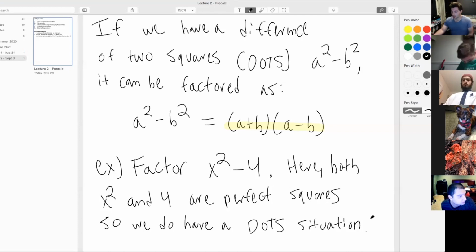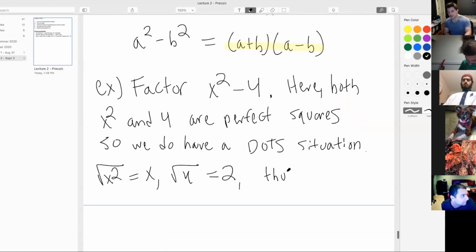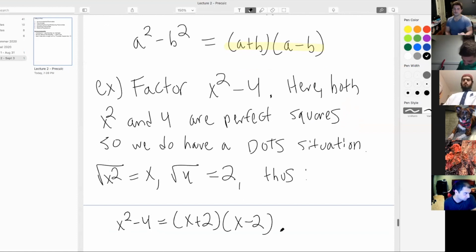All right, now we just need to take square roots. The square root of x squared is x, and the square root of 4 is 2. Thus, we factor x squared minus 4 as x plus 2 and x minus 2. To get the numbers inside the parentheses, x and 2, you just need to take the square root of your squares. That's how we got that.